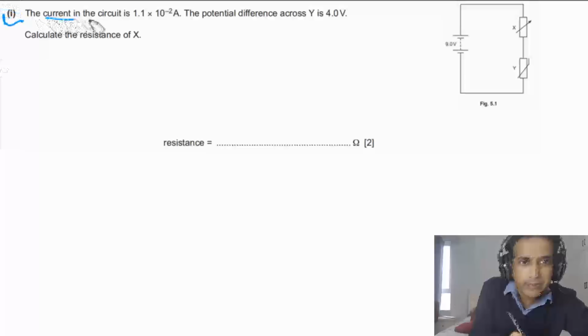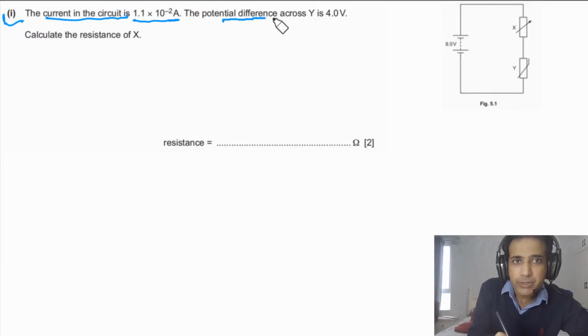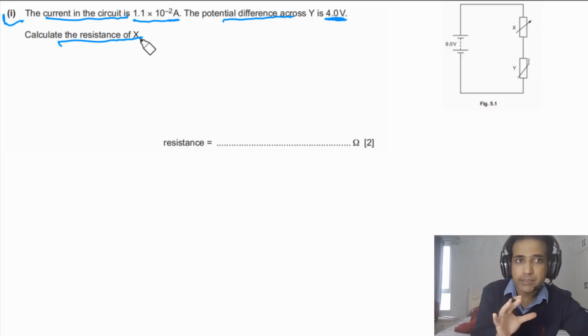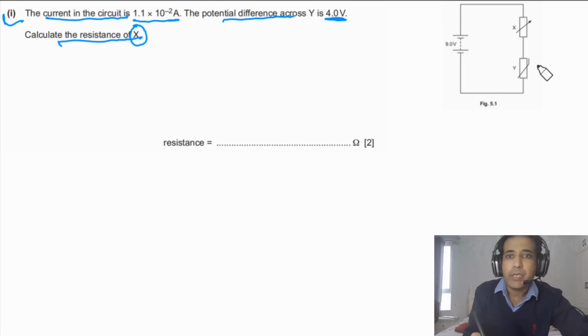Part B1 says the current in the circuit is 1.1 times 10 to the minus 2 amps. The potential difference across Y is 4.0 volts. Calculate the resistance of X. So the current in the circuit is given and we need to find the resistance of X. In order to calculate it, we need the PD across X. So we can say this is Vx.